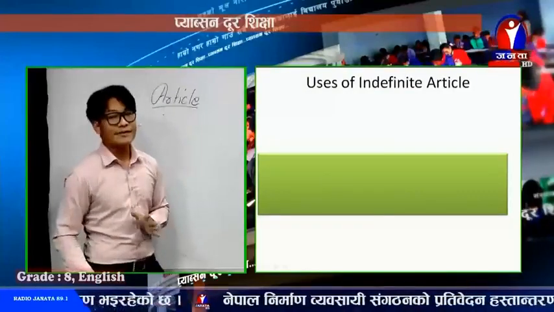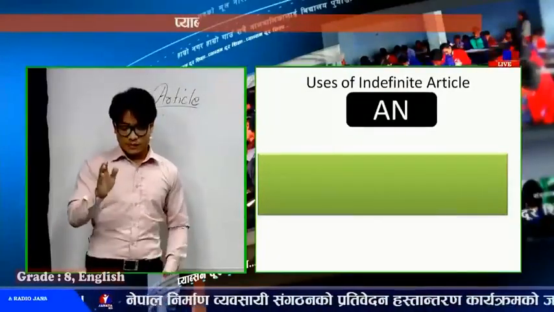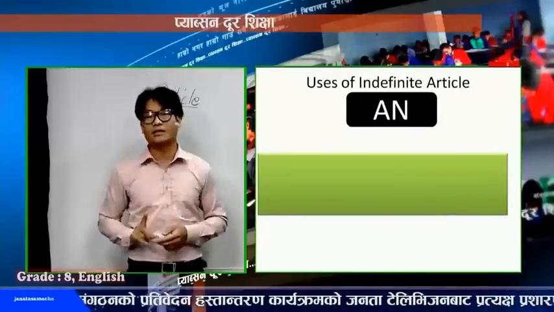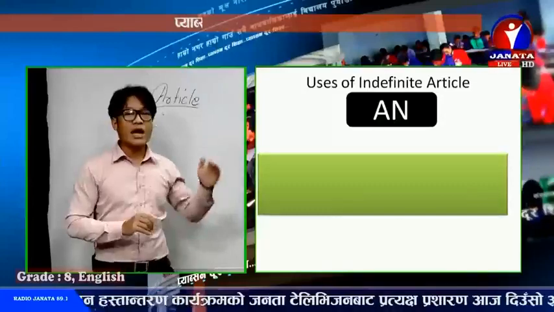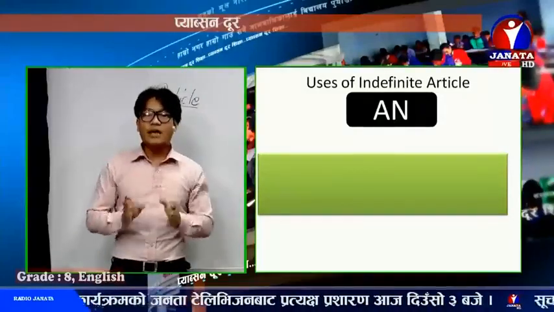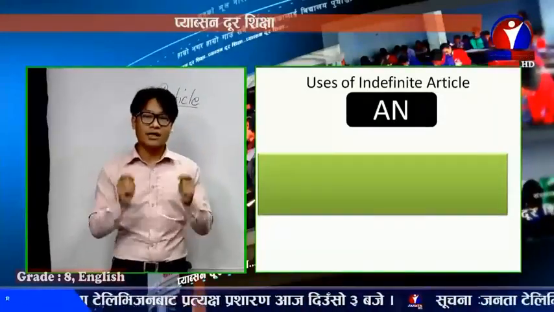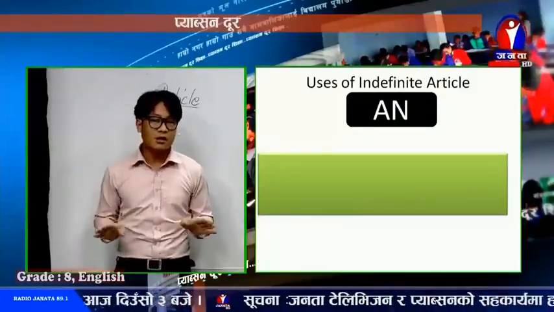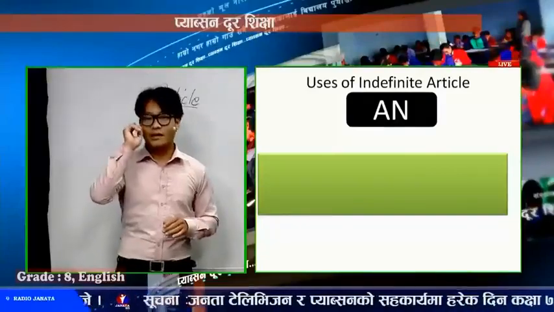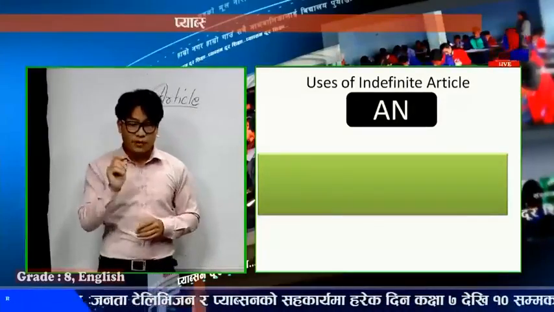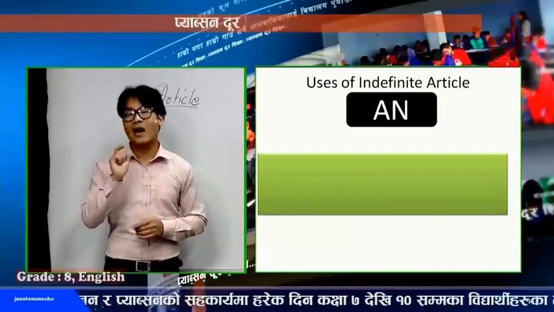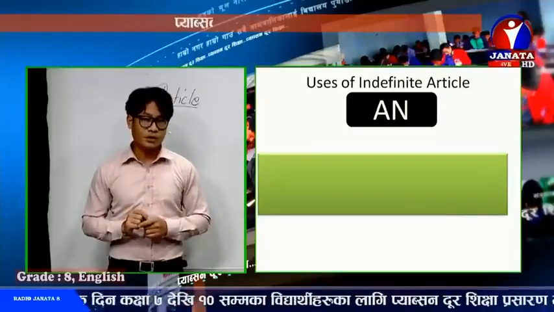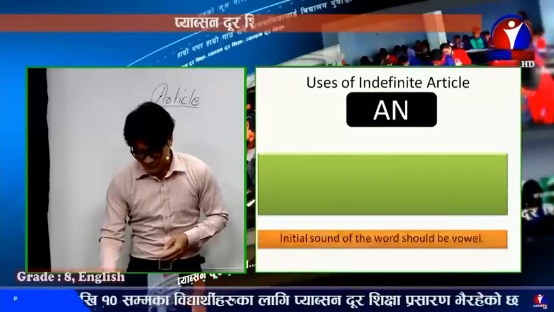Use of indefinite article. First of all, we are going to use a and an, but you must be sure that in the junior level we learned that if the noun starts with a vowel letter, then we should use an, but now not. Here, you should not focus on the vowel letter. You should focus on the vowel sound. Sound is very important while using indefinite article.